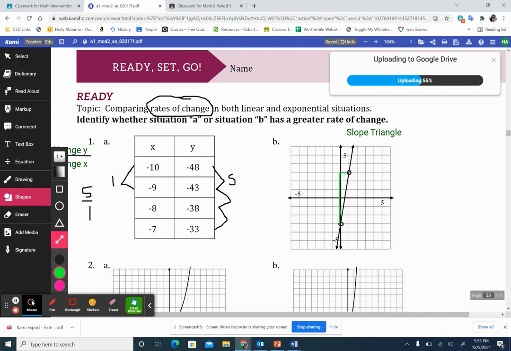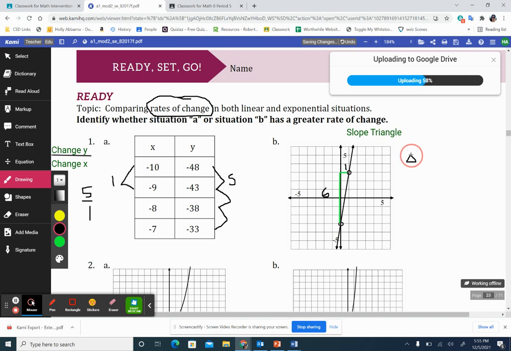As I count 1, 2, 3, 4, 5, 6 on my y, and it changes 1 on my x. Remember, the change in my y goes in the numerator, and the change in my x goes in the denominator. So this one right here changes 5 for every one. This one changed 6 for every one. When I'm looking at it, it says which one has a greater rate of change, A or B? In this case, it's going to be B.